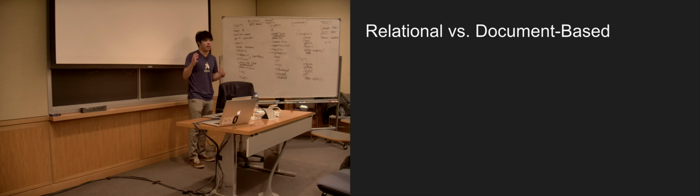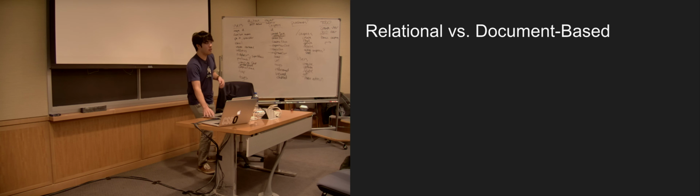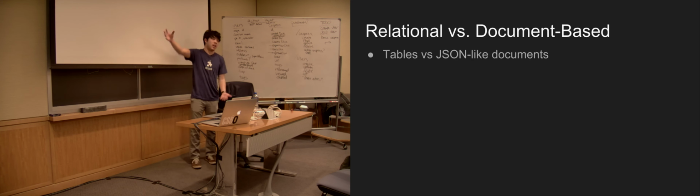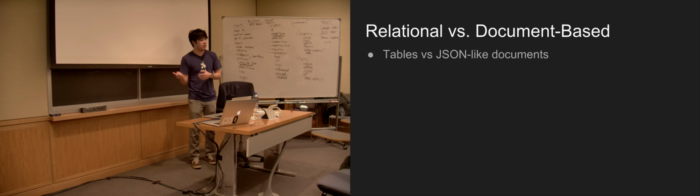And so you may have heard a couple words thrown around like relational, document-based, key-value pair, graph, and these are all types of databases. Has anybody heard of these terms or know what they mean? So relational databases store information in tables, so you can think of it as a massive Excel spreadsheet, whereas document-based databases store things like JSON, so it looks exactly like a JavaScript object.